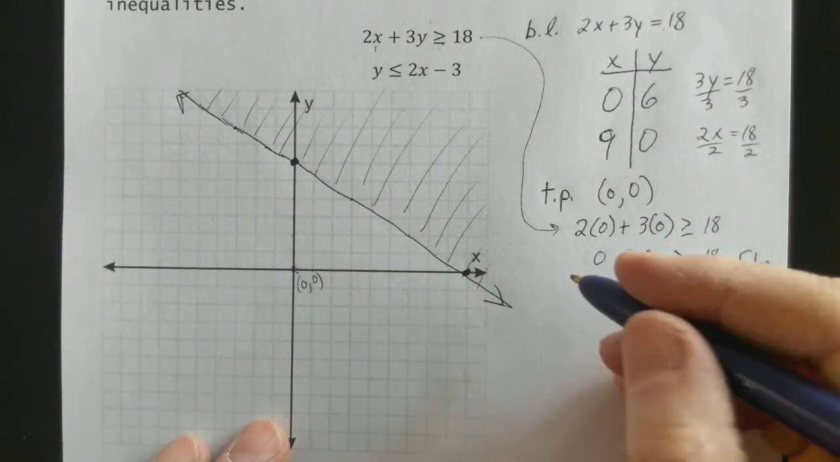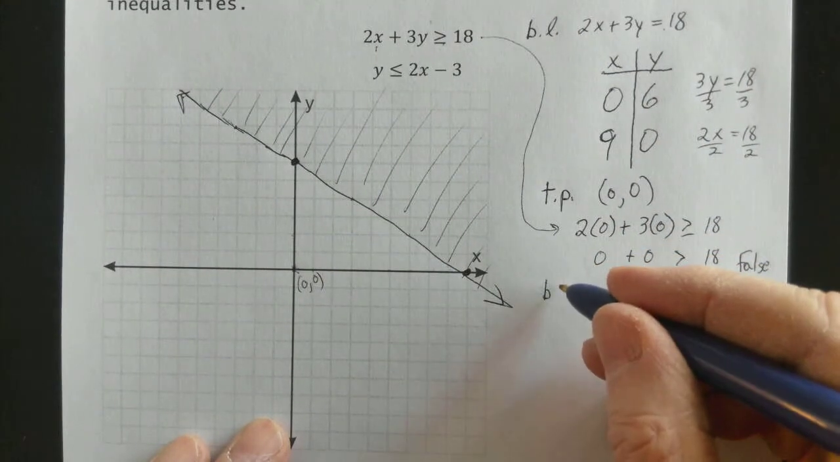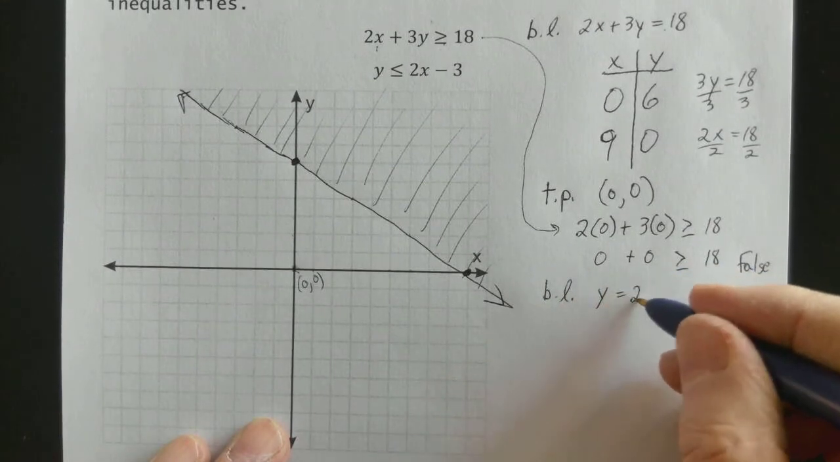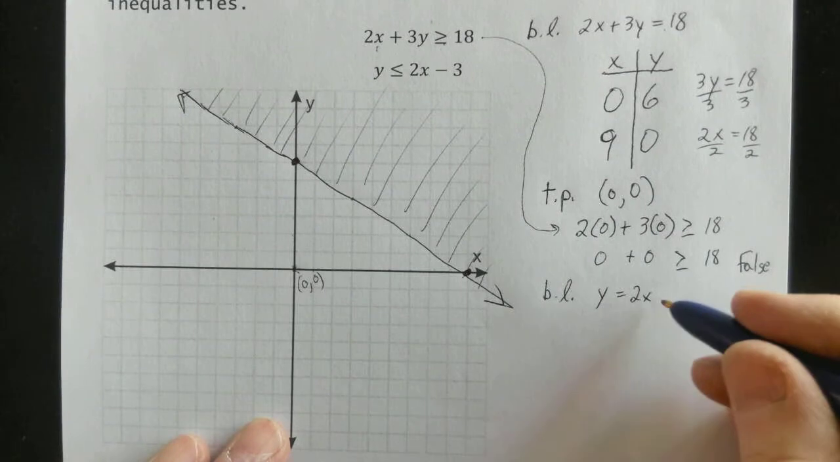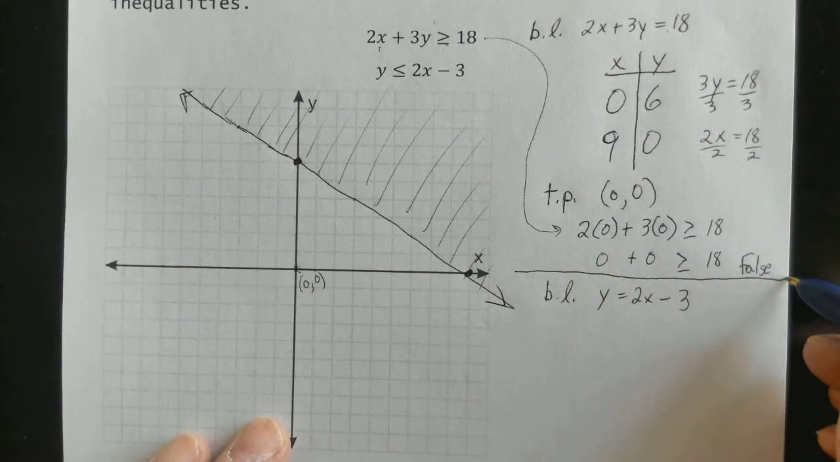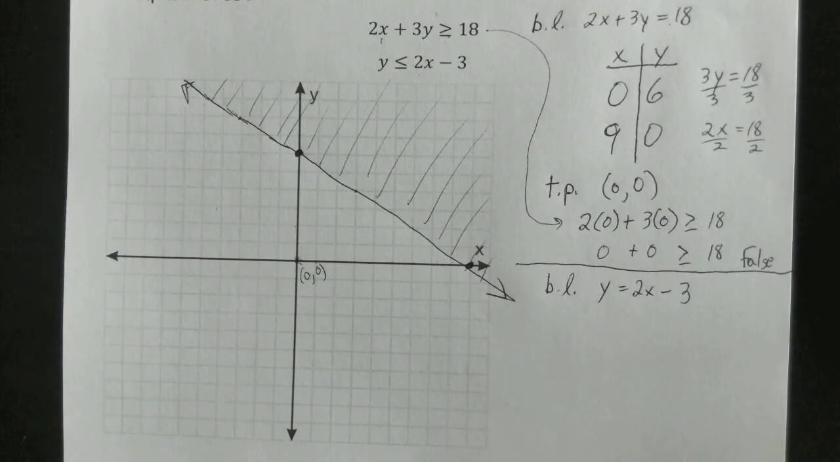All right, my boundary line is y equals 2x minus 3 for the second one. Put a divider there. Okay, now that one's in slope-intercept form. I'm going to change colors on this too.